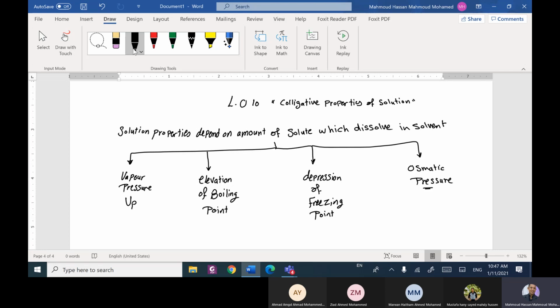But before talking about these properties, we must return back to the solubility chart.